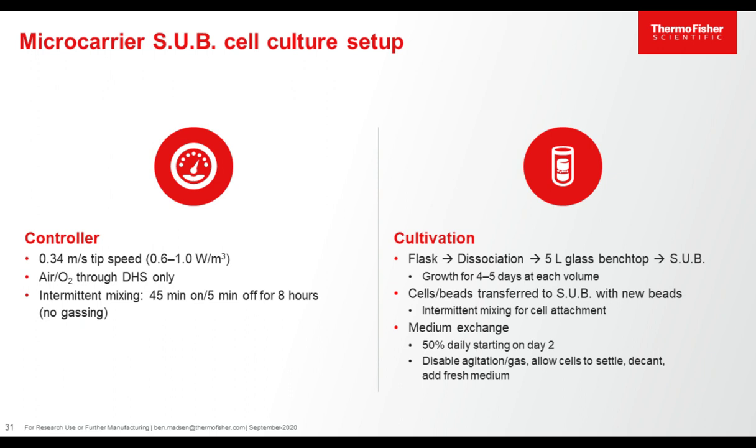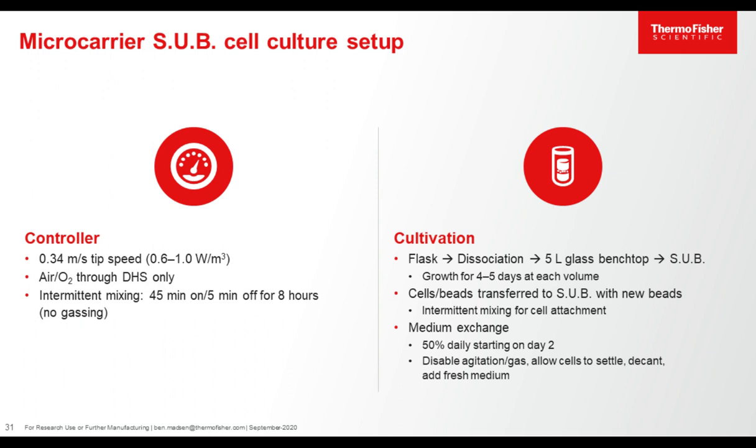We did cell seeding at about 15,000 to 18,500 cells per square centimeter, or about 200,000 cells per mil, and they were grown for about 4 to 5 days in each culture. The cells were seeded from a 5-liter glass vessel, and they were transferred into the sub with new beads, followed by 8 hours of intermittent mixing to achieve cell attachment. And it's important to note that for this step, no dissociation reagent was used, but the cells were enabled to transfer to the new beads through the settling process.